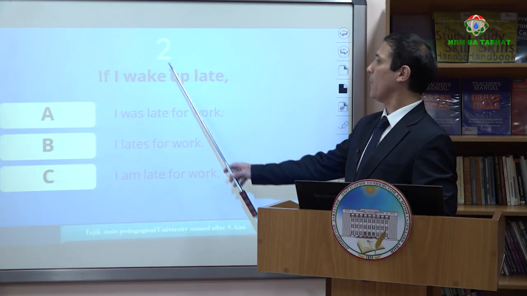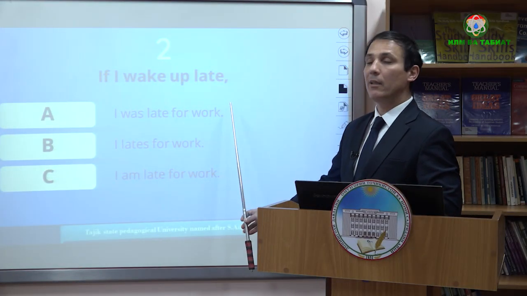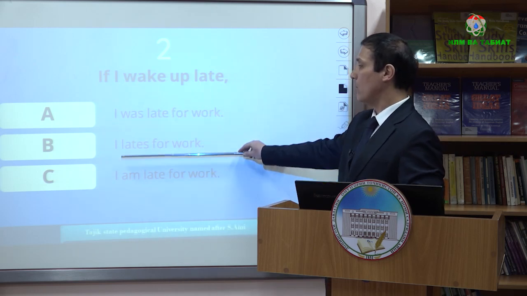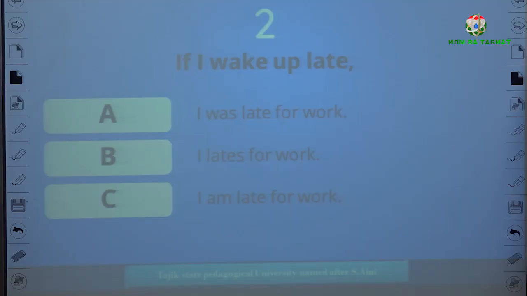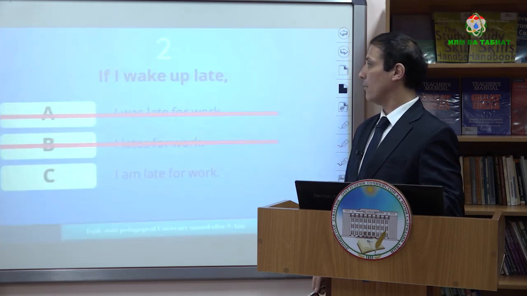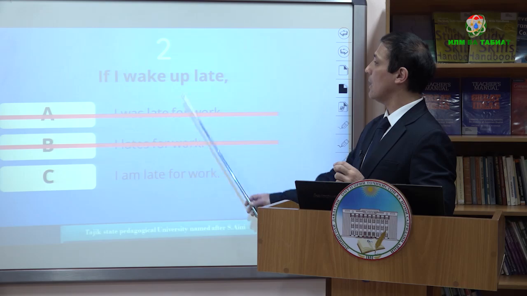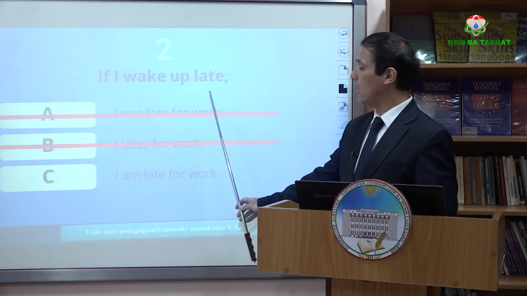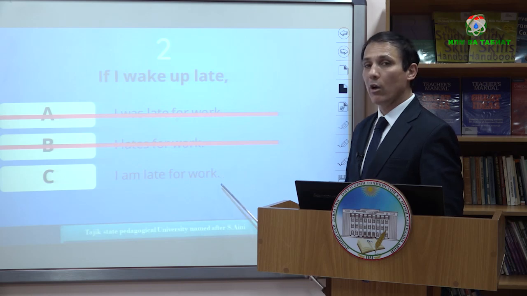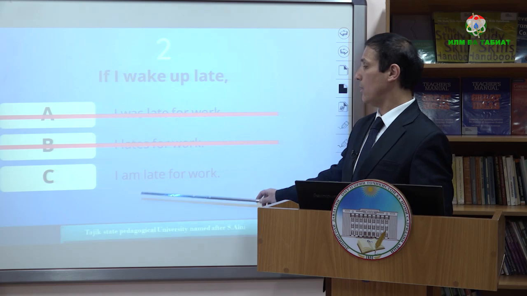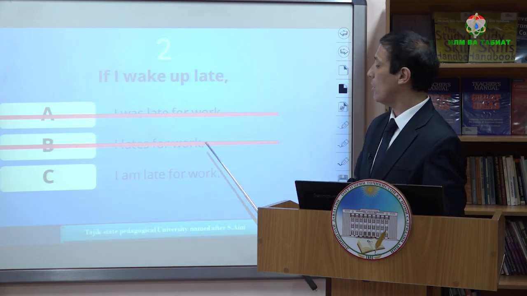Next one is an example. If I wake up late, here are the sentences. For example, you have to choose the correct answer as the correct grammar sentence. The correct grammar sentence is: if I wake up late, I am late for work. This is the result. If you do this one, it will be that one. It has a result, and also it has the fact.